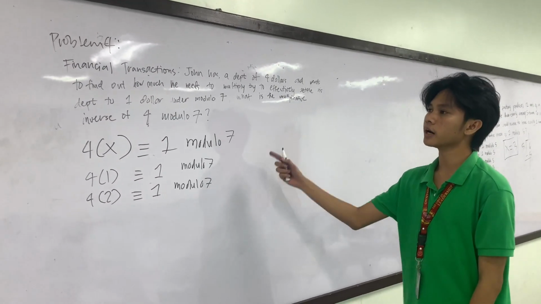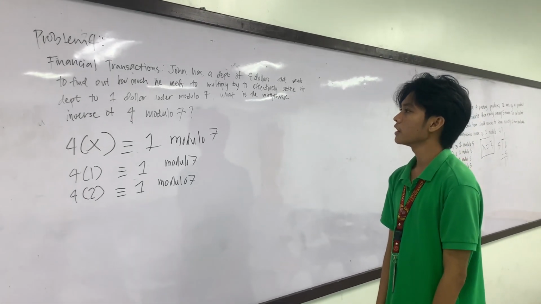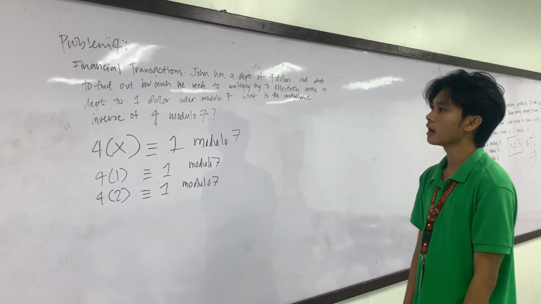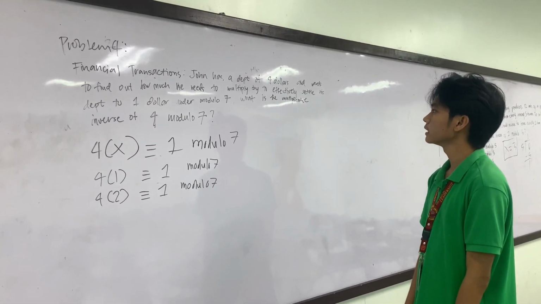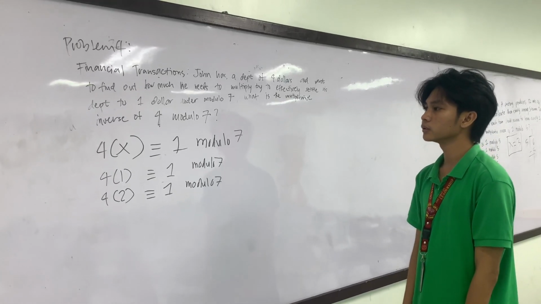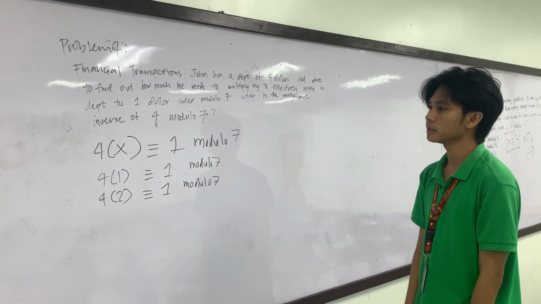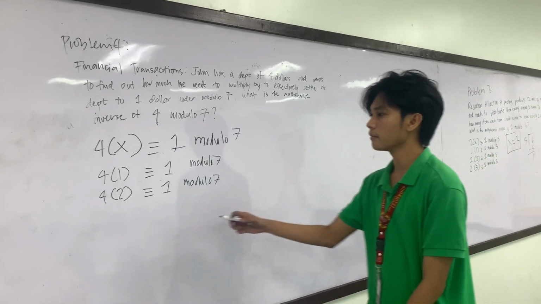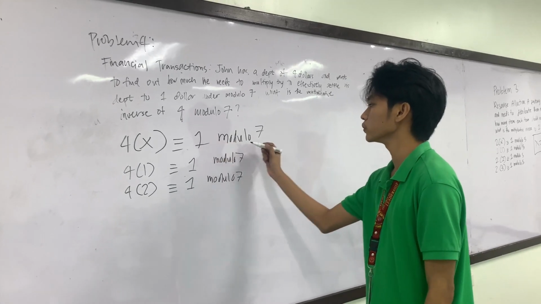Now we have problem number 4, financial transactions. John has a debt of $4 and wants to find out how much he needs to multiply by to effectively settle his debt to $1 under modulo 7. What is the multiplicative inverse of 4 modulo 7? So we have 4x congruent to 1 modulo 7.